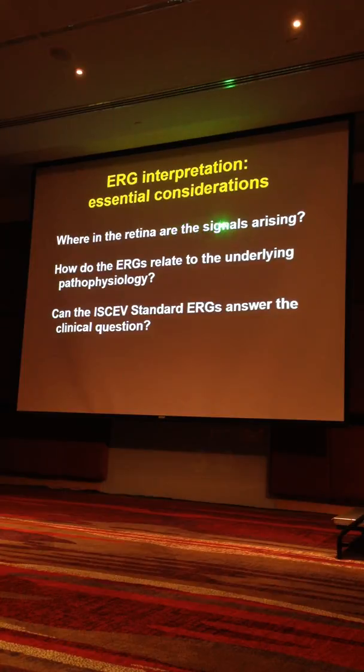When you do an ERG, you have to ask these three questions. Where in the retina are the signals coming from? How do the ERGs relate to the underlying pathophysiology? And can the ISCEV standard ERGs actually answer the question that you seek an answer to?